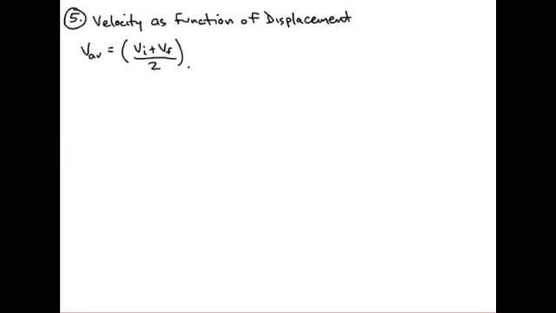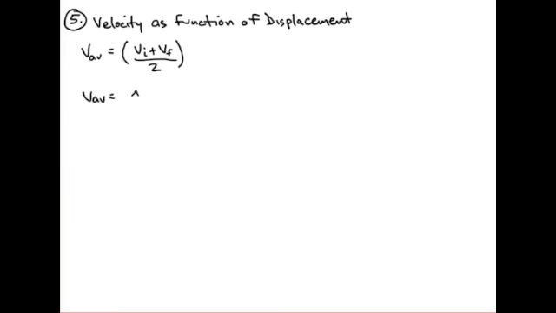But it's also true that v average is our change in x, or our displacement, over our change in time. So what that means is we can set these two equal to each other. So delta x, change in displacement over change in time, is equal to v initial plus v final all over 2.